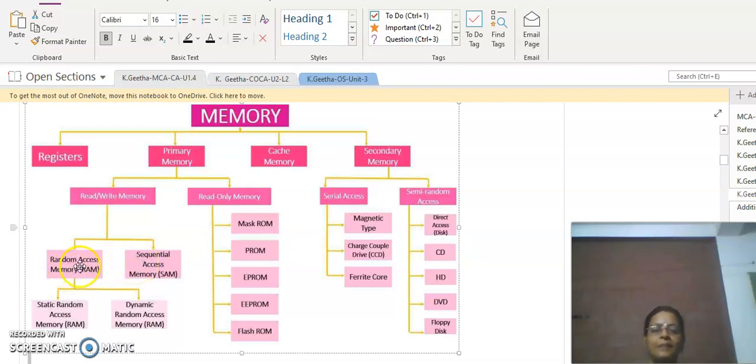One is called random access memory. Another one is called sequential access memory. So what do you mean by random access? At random, you can go to any location and then access the content. Whereas in sequential access, right from the beginning, from the first track, you have to access the memory. Maybe you can relate with a real-time example.